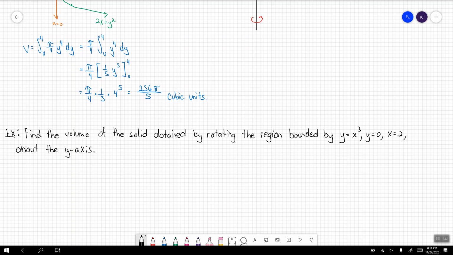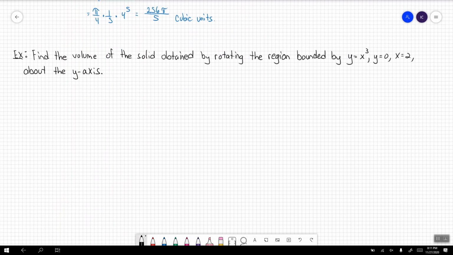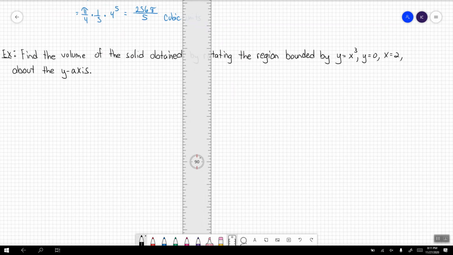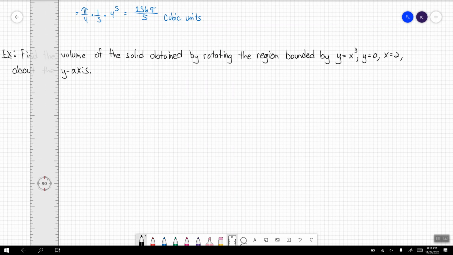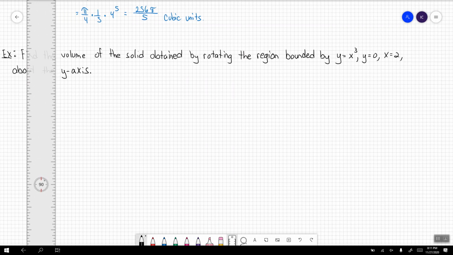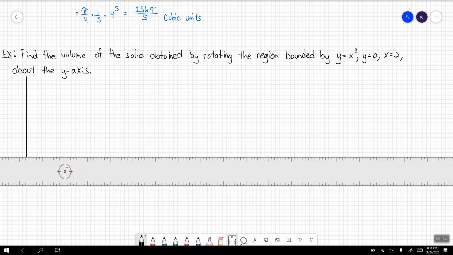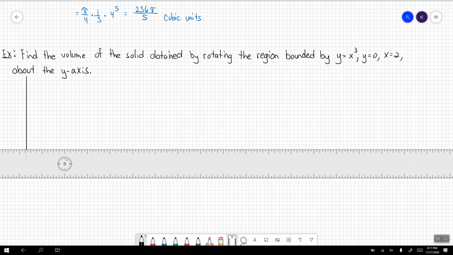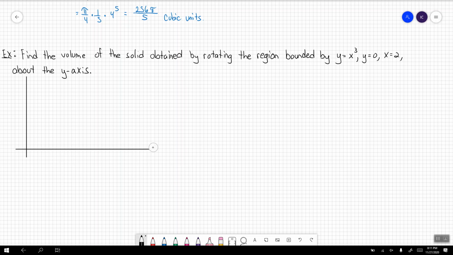So let's go ahead and again sketch the area first. Once we sketch the area that's being bounded, then we can go through and talk about the rotation of that particular area about the given axis. Alright, so here is your x-axis, here is your y-axis. Let's give this a good scale now.